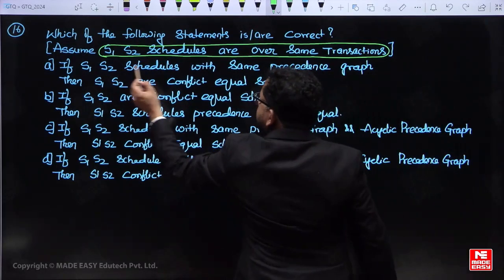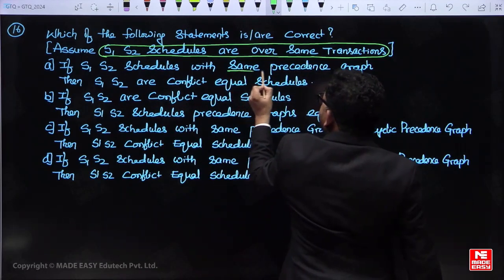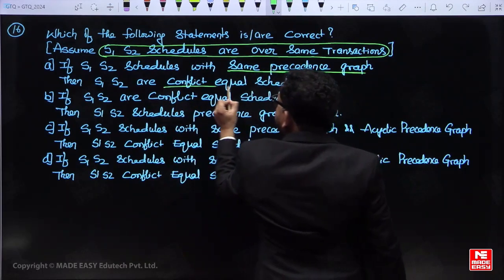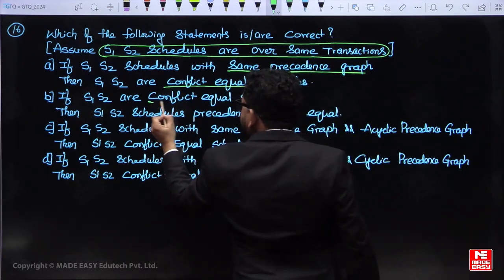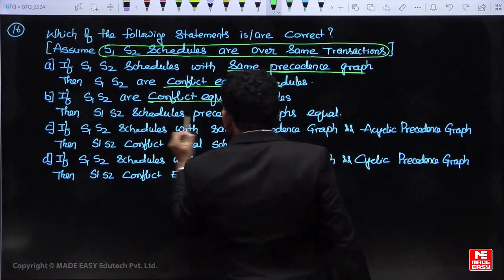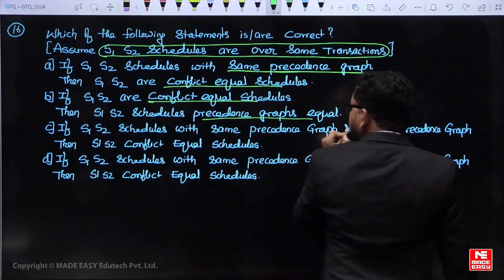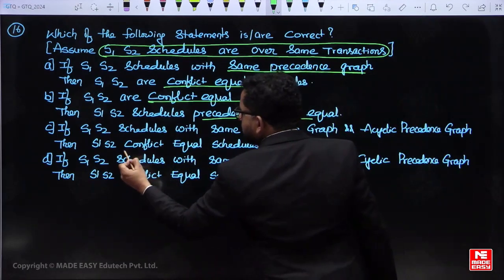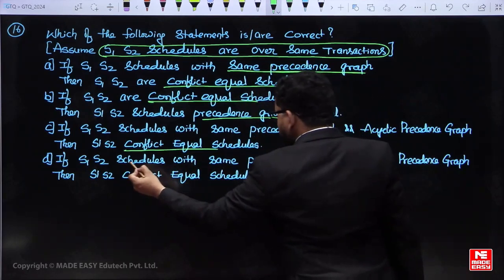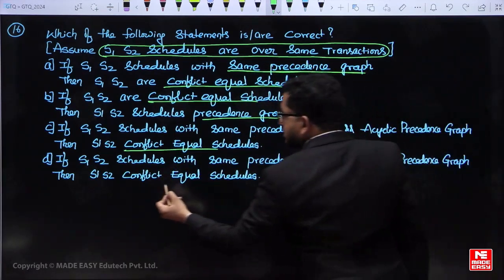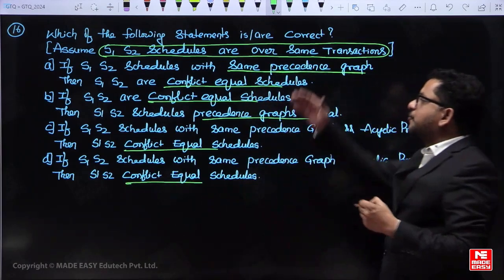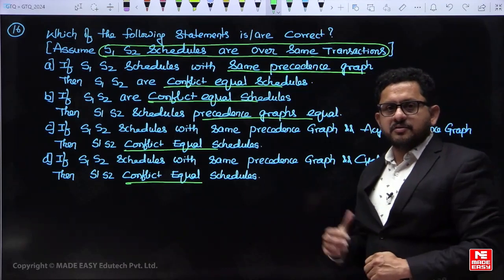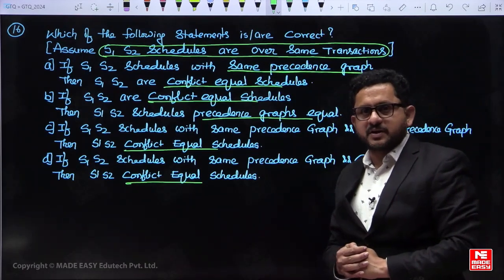Okay, if S1 and S2 are schedules with the same precedence graph, then the schedules are conflict equal, true or false. If conflict equal is true, then both must have the same precedence graph. If same precedence graph and acyclic precedence graph, then they should be conflict equal. And same precedence graph and cyclic precedence graph, then also conflict equal. Four statements are given, we need to see which is correct and which is wrong. So try this question first before going to the explanation.